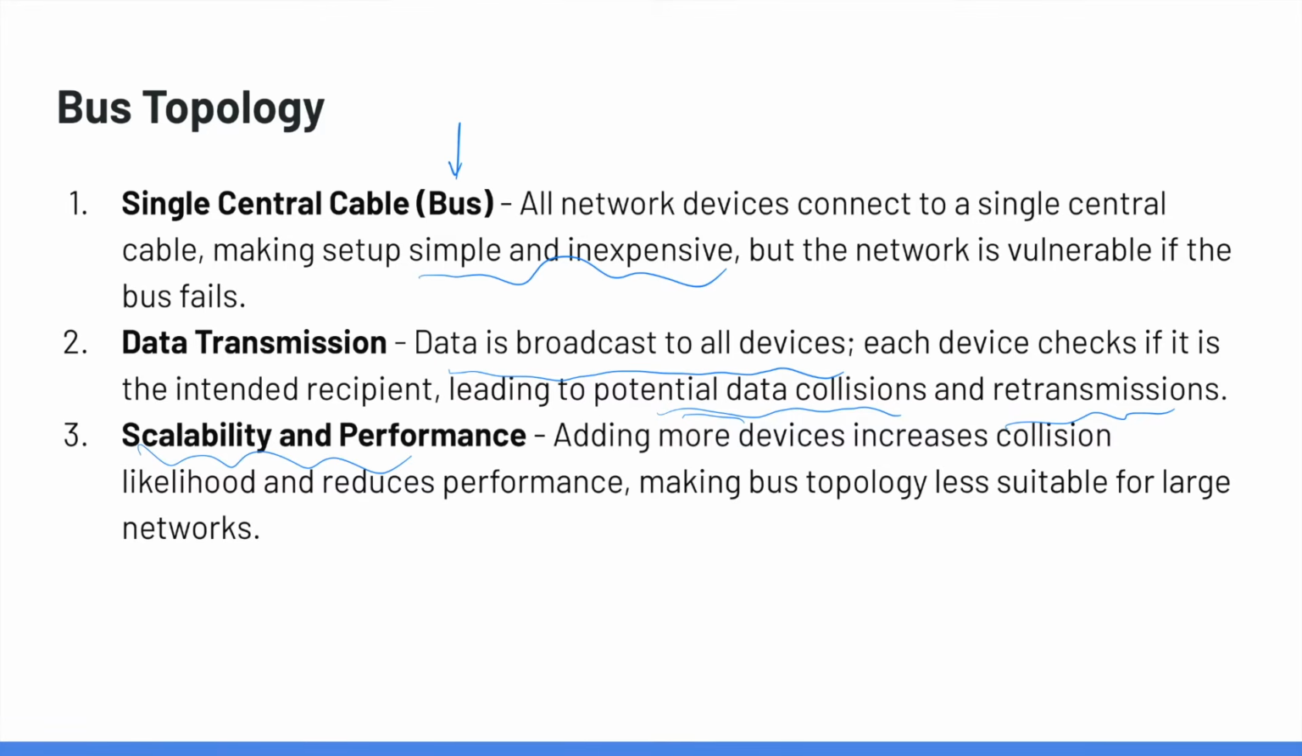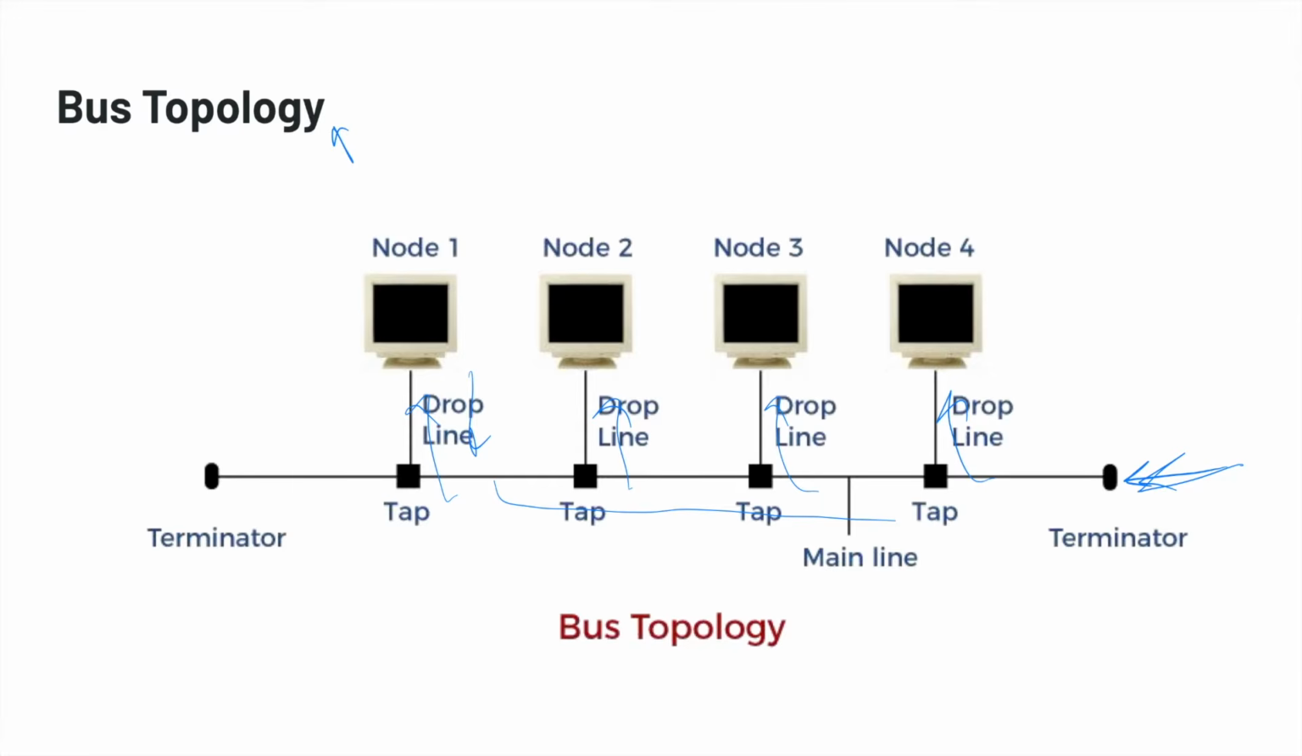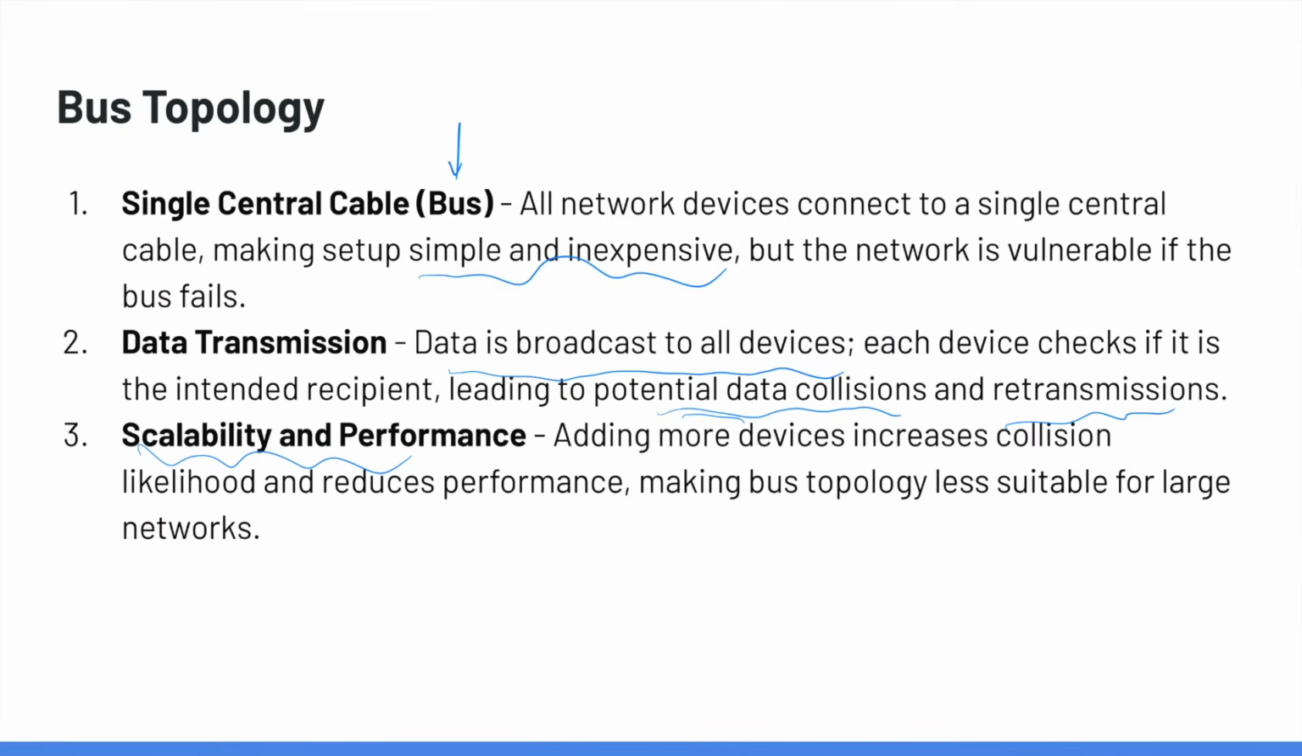Now, if we want to talk about the scalability and performance of a network that follows bus topology, we could say that adding more devices increases collision likelihood. And again, by collision, we're talking about the collision of signals. It's because every single signal sent either on the bus or from a node is going to be broadcast to every other node on that particular network. This can lead to different signals colliding with each other if they're being broadcast at the same time, because there's just a lot of signals being sent to every single node any time you want to send anything. And this is why bus topology is less suitable for large networks.